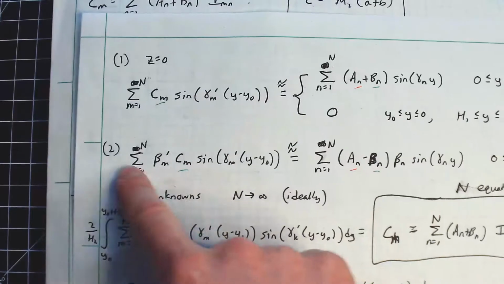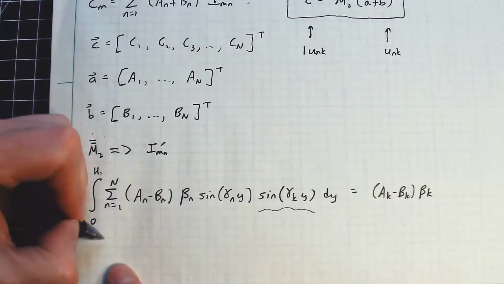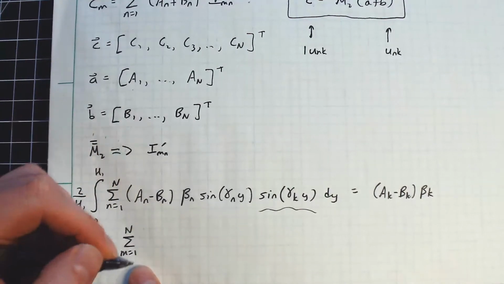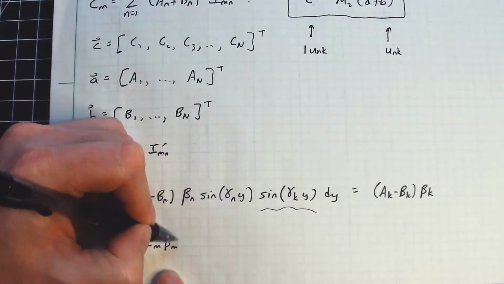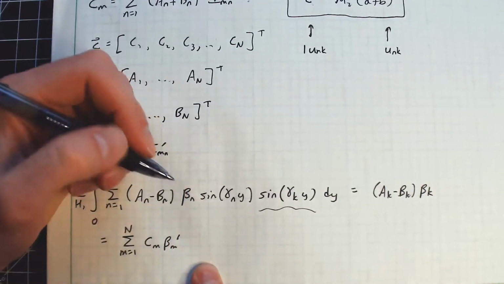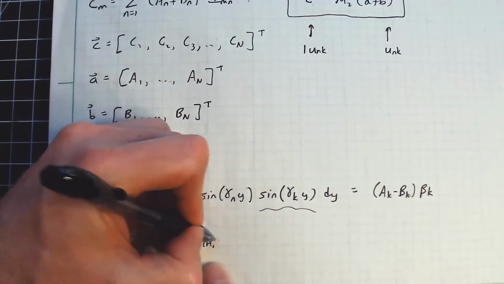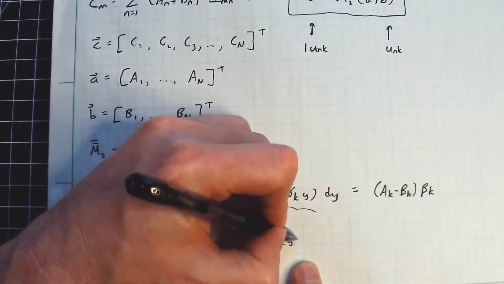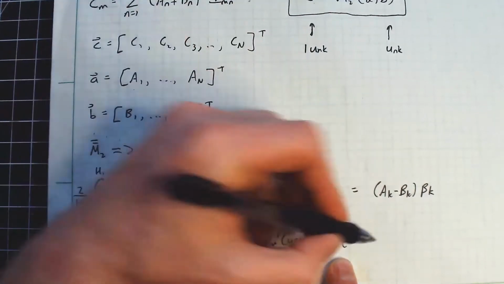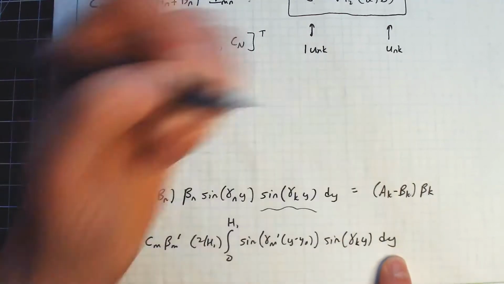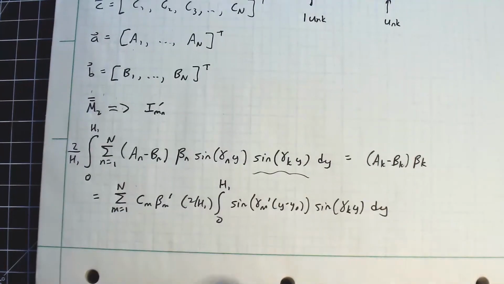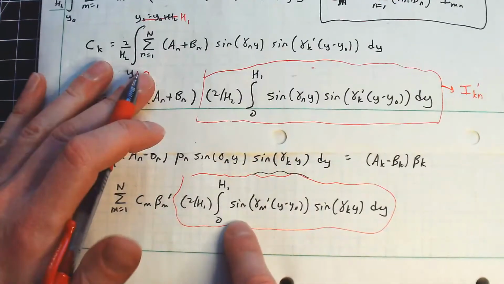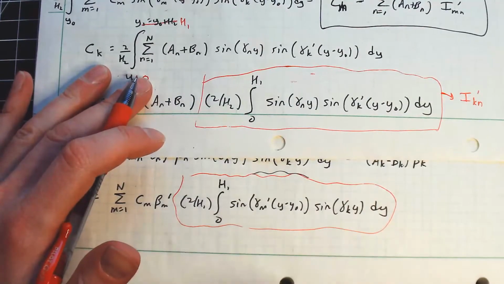And now I have to do the same thing to the other side of my equation. So this is all equal to the summation from m equals 1 to n of c sub m beta sub m prime, and then we'll get 2 over h1 times the integral from 0 to h1 of sine of gamma sub m prime, y minus y naught, times sine of gamma sub k y dy. So you see I get this mode overlap integral once again. The only difference here is that instead of dividing by an h2, I have to divide by h1, but it has exactly the same functional form. It's just that those terms have been flip-flopped.